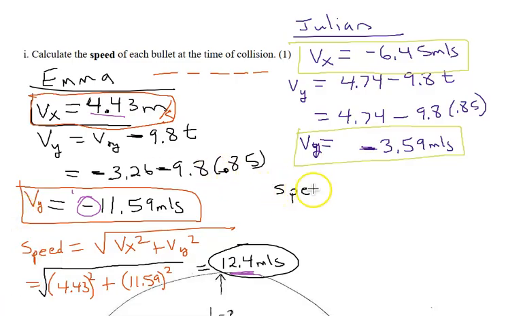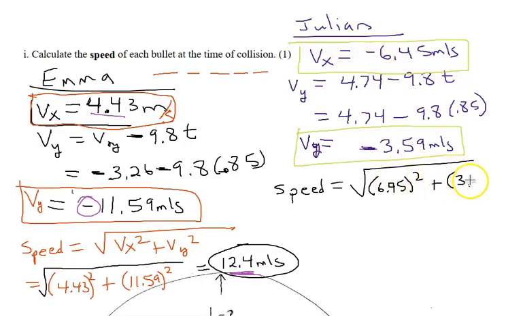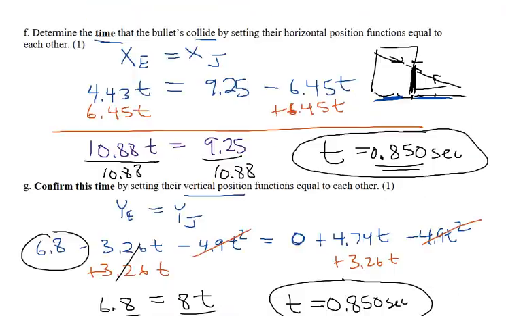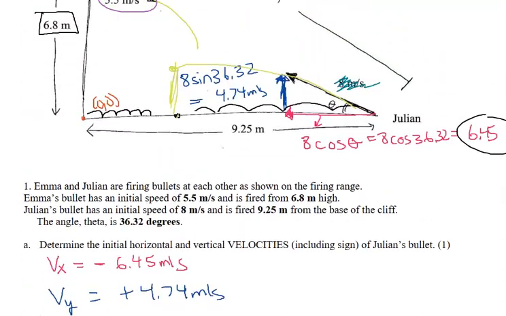Now the speed of his is going to be the square root of 6.45 squared, and we can ignore the minus sign because we're going to square it, plus 3.59 squared. We can ignore the minus sign because we're going to square it. And I just did all the math out, but it's 7.38 meters per second. So let's go back up and see if that makes sense. His initial speed was, let's uncover that, was 8.